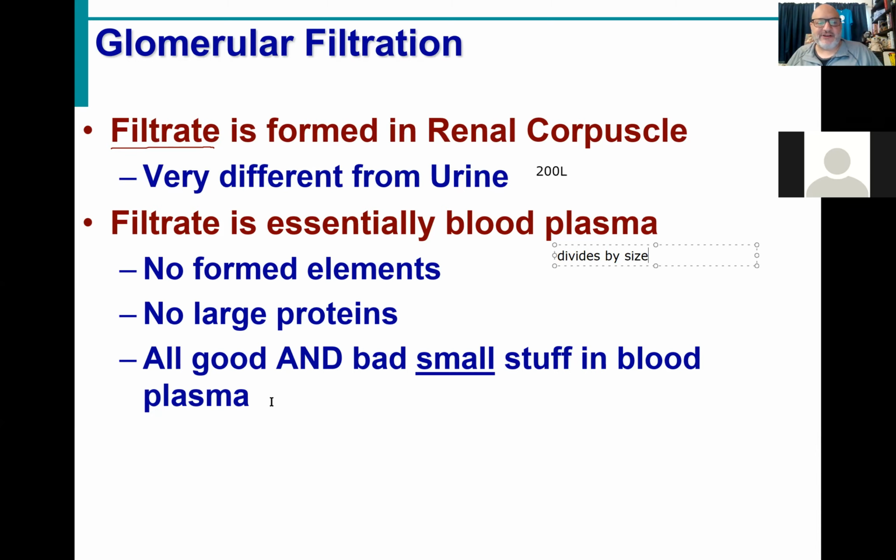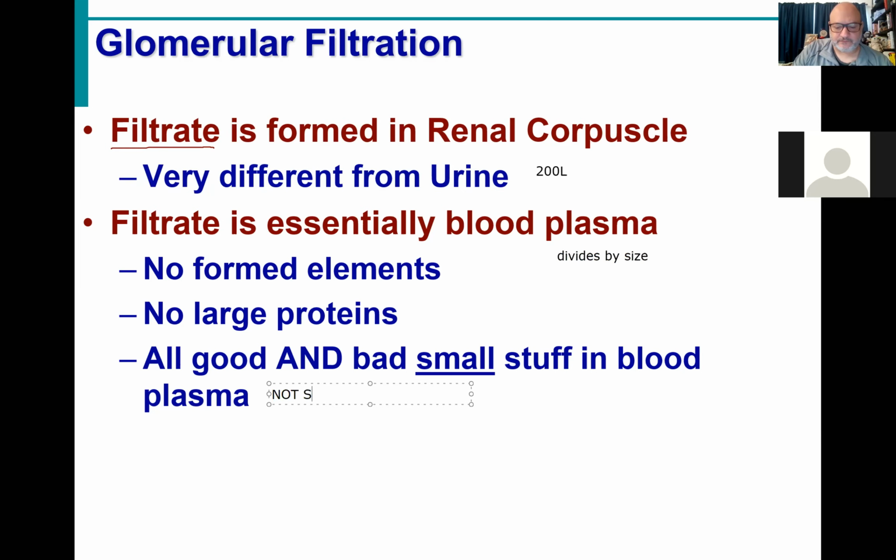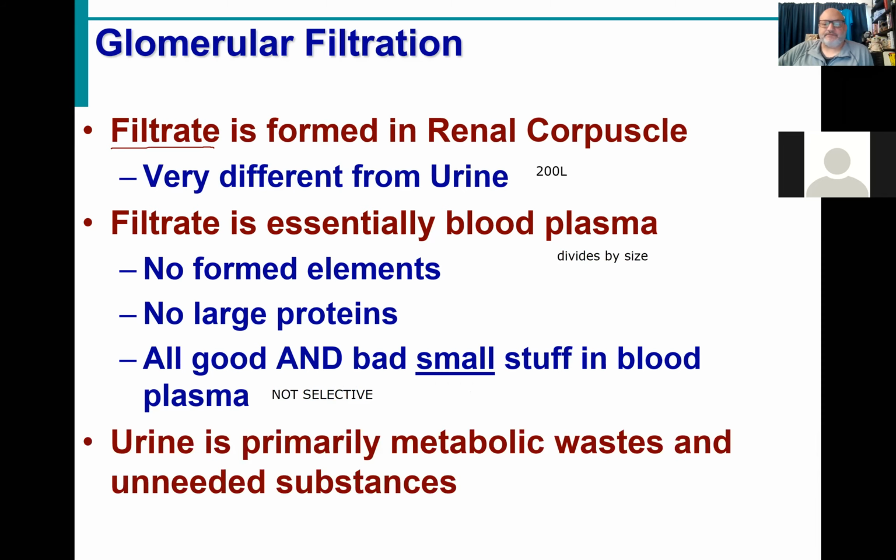And remember, as we've talked about, it is not selective. Anything that is small, good and bad, comes out of the blood plasma. And that's why we need that tubular reabsorption process to get all that good stuff back in. Conversely, the 1 to 2 liters of urine that leave your body during a 24-hour period of time is primarily metabolic wastes, any substances that we don't need, and a small amount of water.